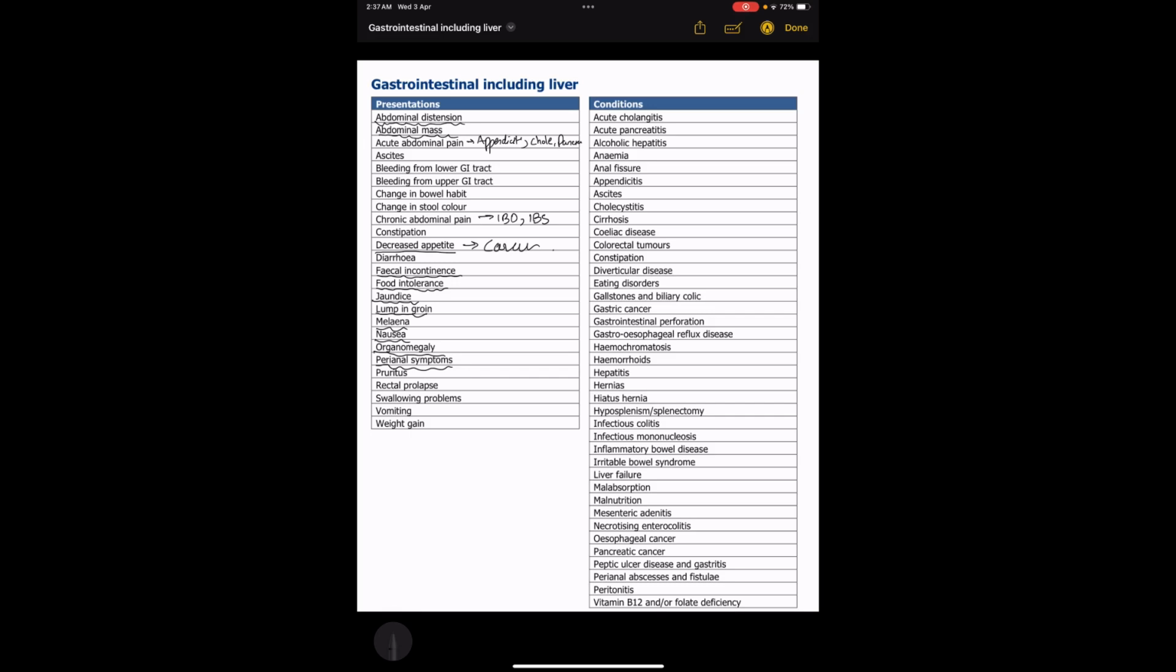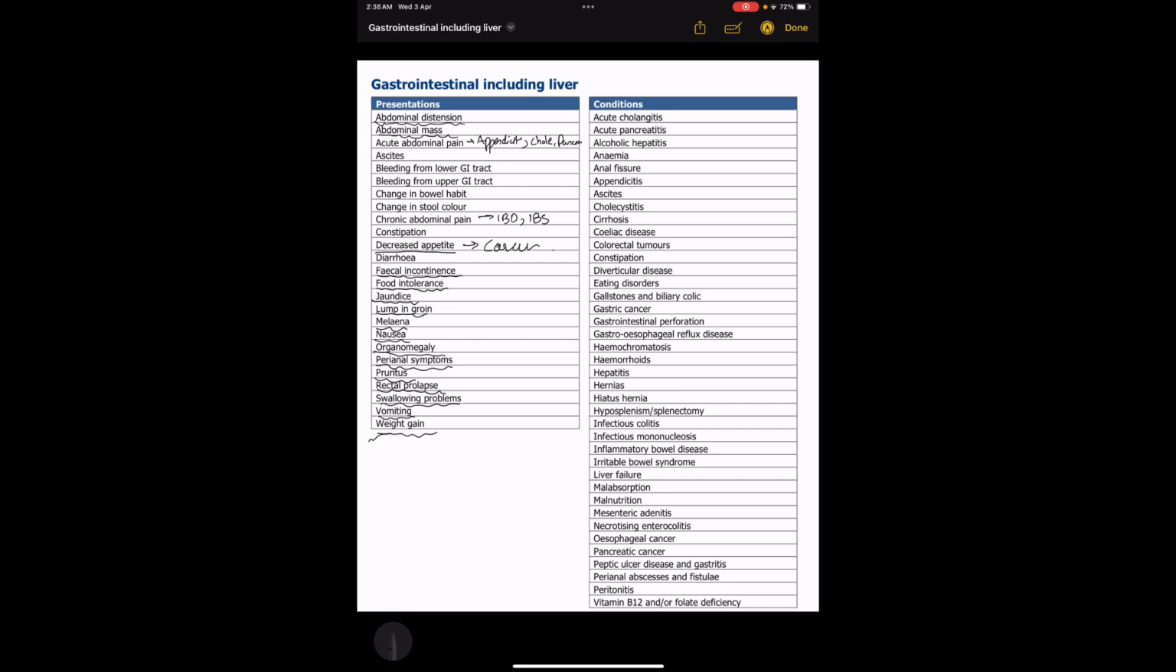Perianal symptoms are usually associated with IBD, IBS, or any fissures or hemorrhoids or cancer. Pruritus is the itchy sensation on the skin, and pruritus can be due to chronic liver disease, cholestasis. And rectal prolapse can be due to any prolonged constipation. Swallowing problems, again we have discussed it. Vomiting can be due to a number of infectious causes. So this is particularly a symptom that can occur due to a variety of reasons.